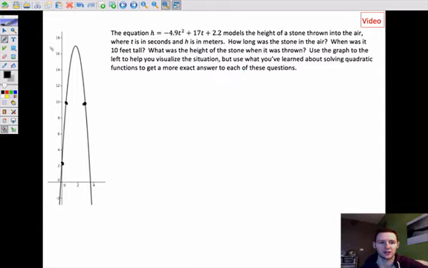And I want to focus on this question: when is it 10 feet tall? So we're going to use the equation here. And I want to know when it's 10 feet tall. So in other words, I want to know when h equals 10. So I'm going to plug in 10 for h. 10 equals negative 4.9.